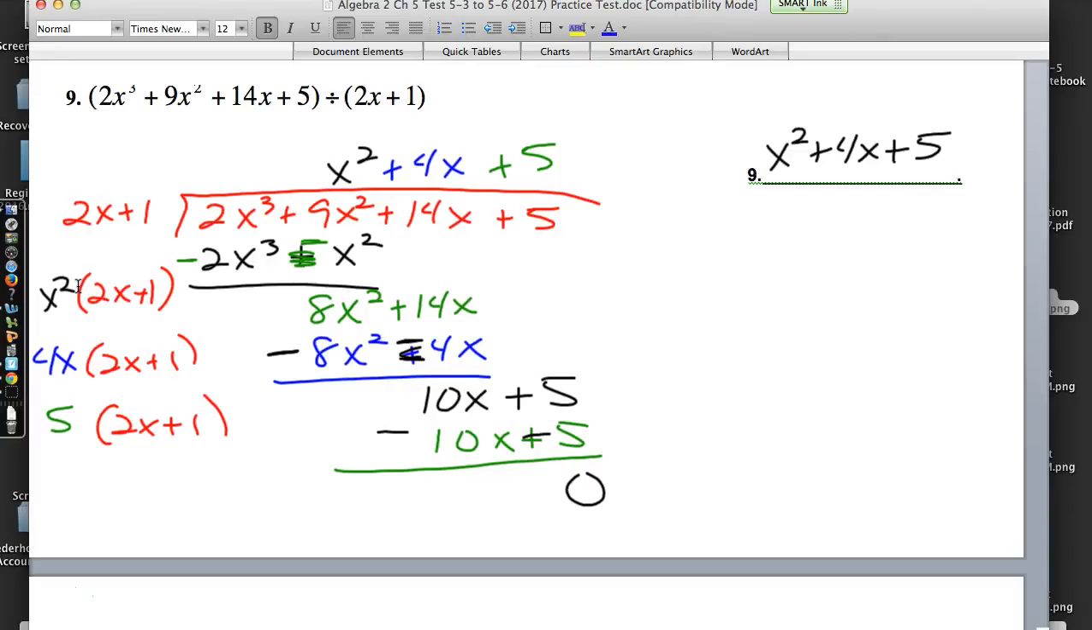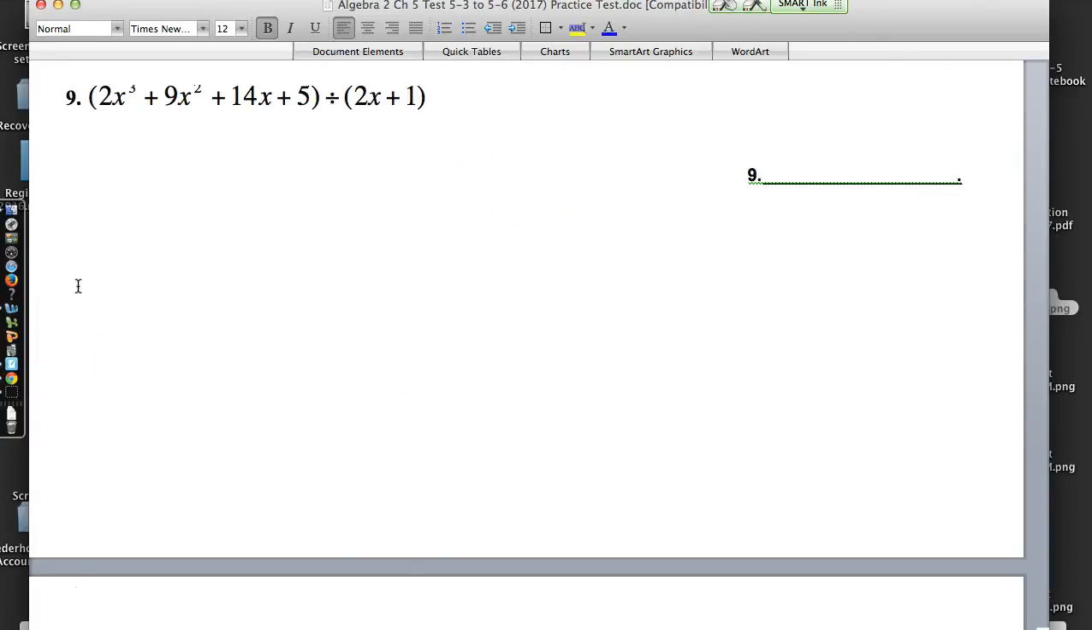At first it's like, oh my gosh, this takes forever to go through. But that's it. It just takes forever. It's not necessarily the most difficult thing we've ever done. It just takes a while. So, let's see what we have left on this little test.